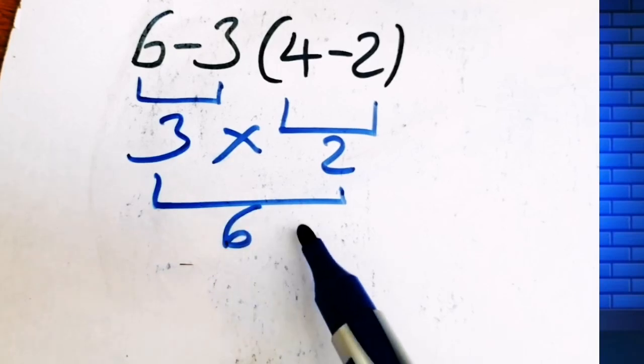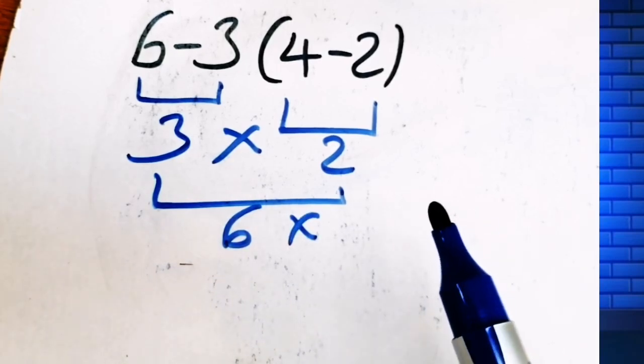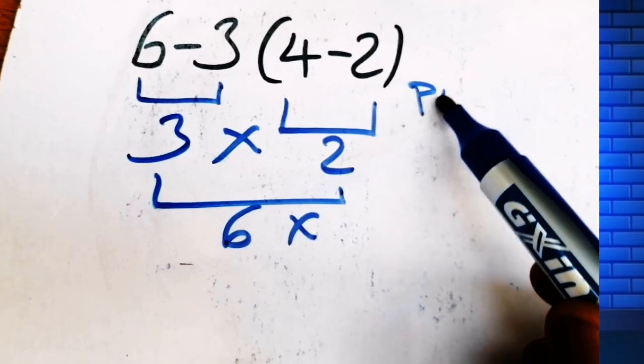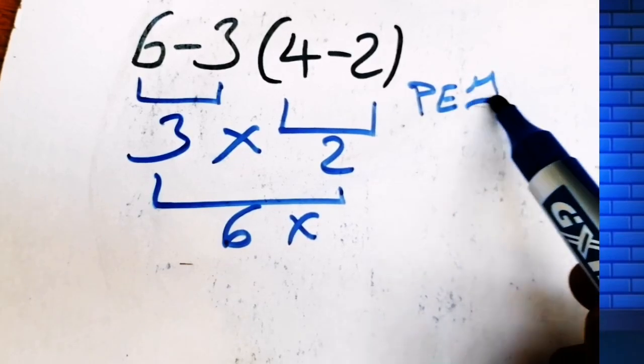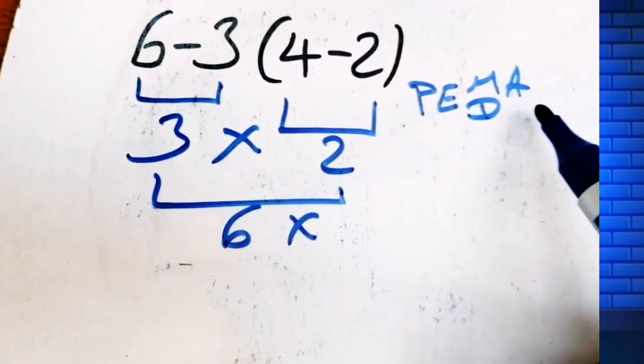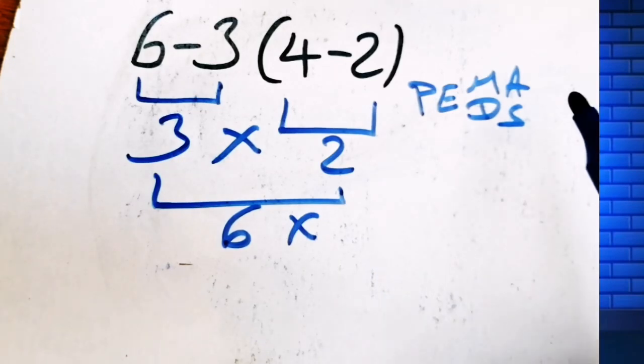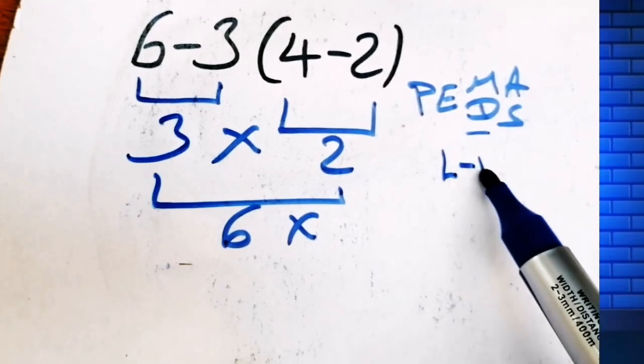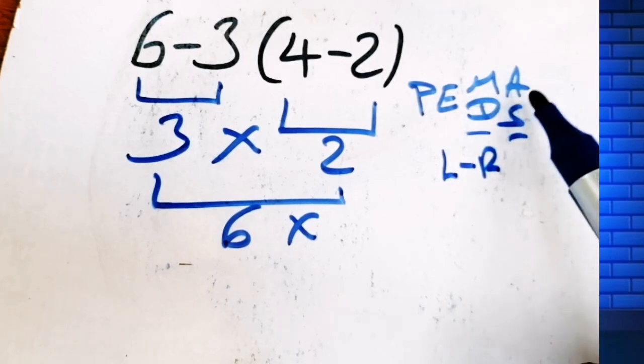Okay, but this answer is not correct because according to the order of operation PEMDAS, first we have to do parentheses, then exponent, then multiplication or division, and finally addition or subtraction. Remember that multiplication and division has equal priority. We have to work from left to right. The same applies to addition and subtraction.